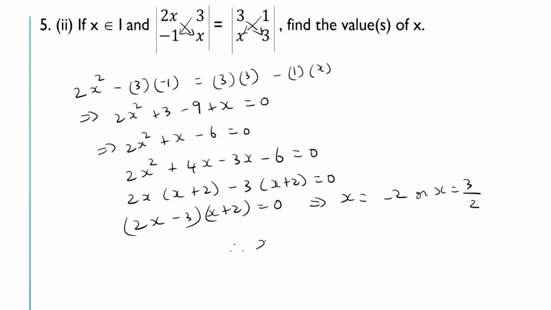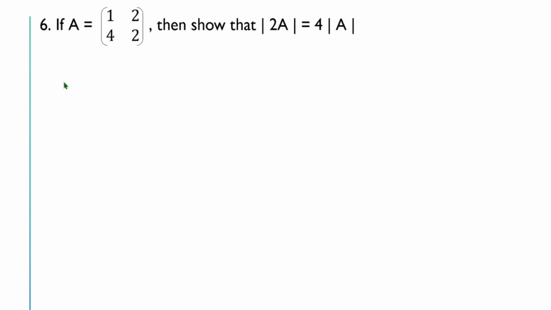Therefore, x is equal to minus 2. Next question: if A is the square matrix of order 2, [1, 2; 4, 2], then show that the determinant of 2A is equal to 4 times the determinant of A. So first we will find the determinant of A.